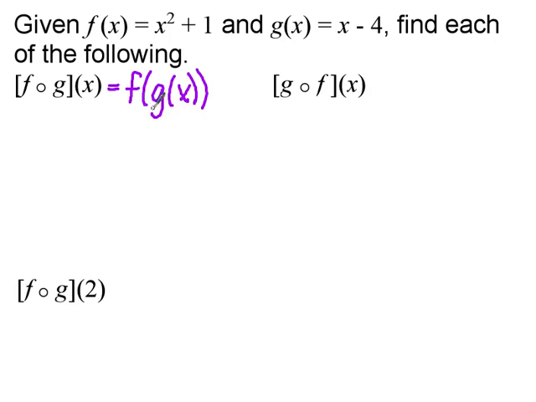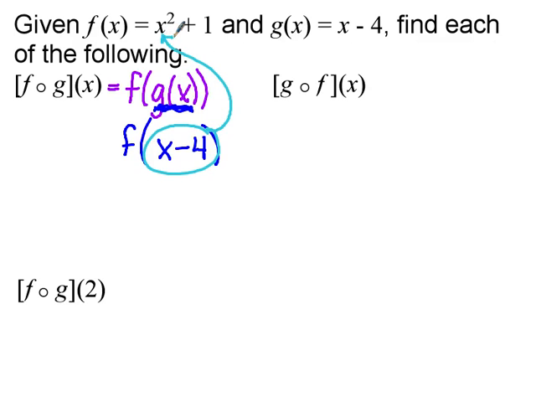Remember, I'm going to focus on the parentheses first. And so I'm going to replace g of x with what? X minus 4. Okay. Now, I'm going to take the x minus 4 and I'm going to go to the f of x function. And in place of x, I'm going to put x minus 4. So really, this would be parentheses x minus 4, what? Squared plus 1.